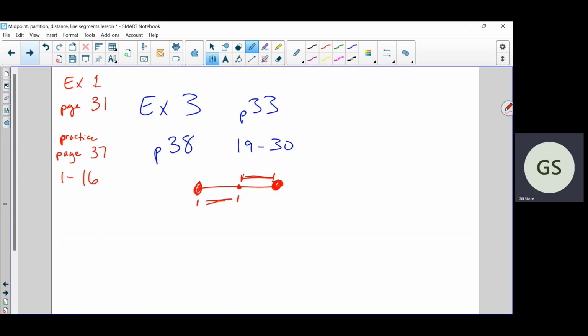Yeah, so we did example 1, page 31. You need to do the practice problems. Page 37 says practice up top. 1 through 16 are all the same. I don't know why they gave you so many problems on this, because it's the same thing over and over and over again. Not that difficult, in my opinion. But start doing those 1 through 16.